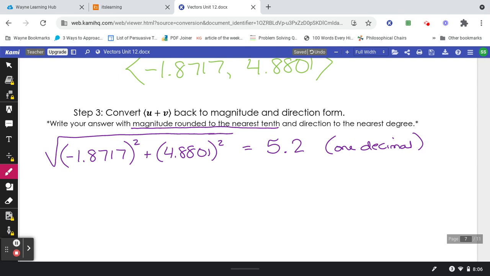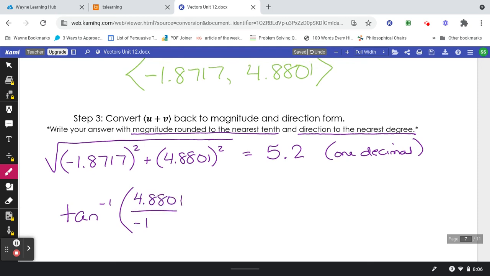Now we still need to find the direction, and notice here it says direction to the nearest degree, so they want that as a whole number. In order to get the direction, we're going to type it into our calculator using the inverse tangent button. The A goes at the top, and the B goes at the bottom.